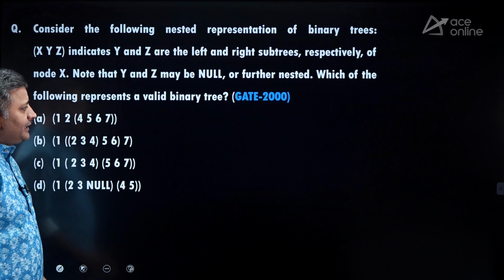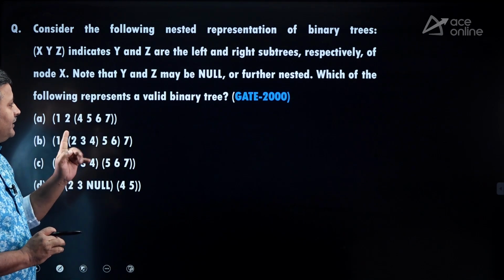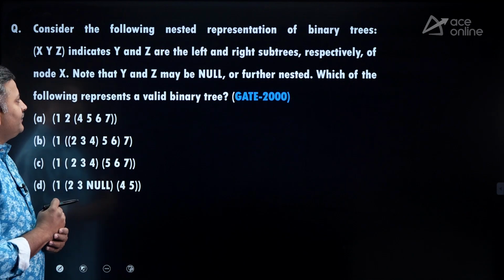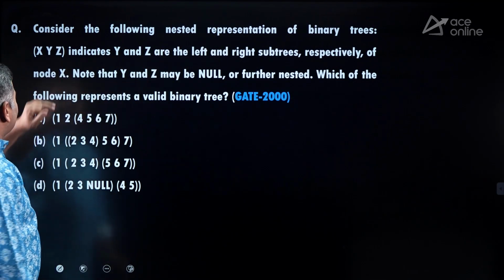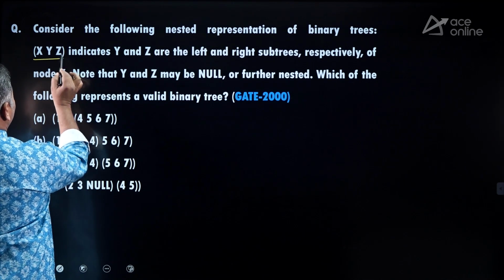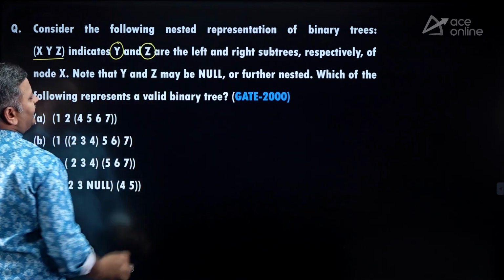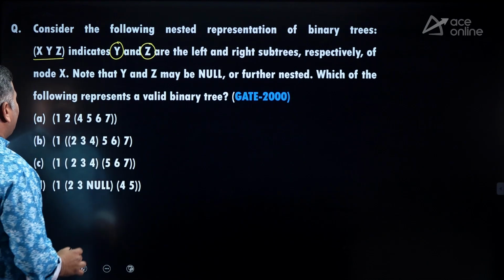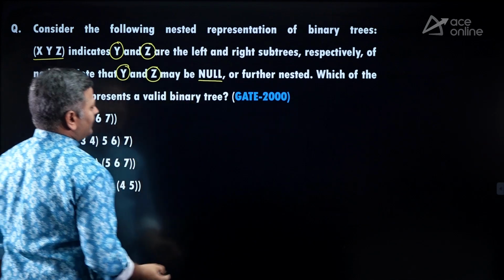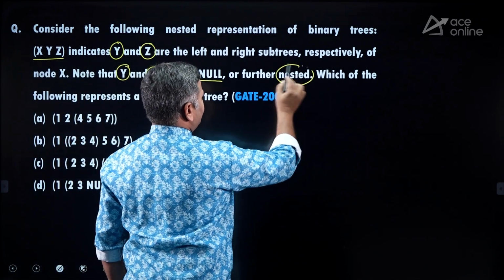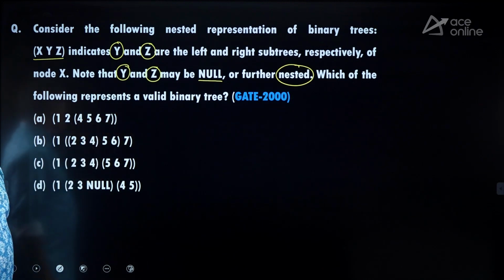Yeah, this is actually a general question based on the binary tree concept. Okay, just read the question. I hope you have already done this problem. Okay, I'll explain if you want. Consider the following nested representation of a binary tree, xyz. xyz is a nested representation where y and z are the left and right subtrees respectively, and further y and z may be null, or they may be further nested. Then which of the following represents a valid binary tree?